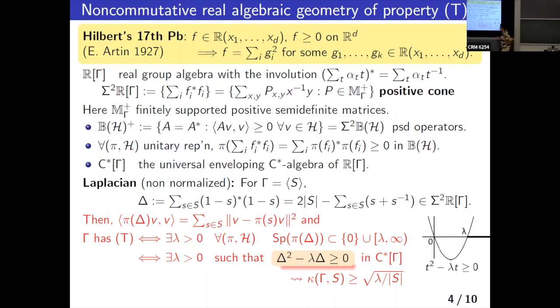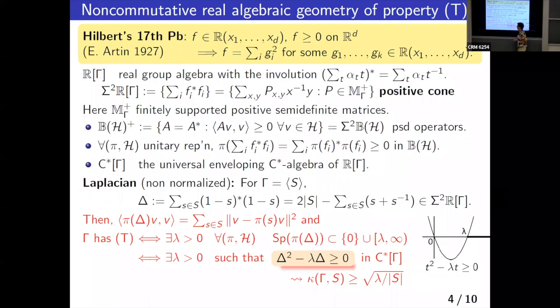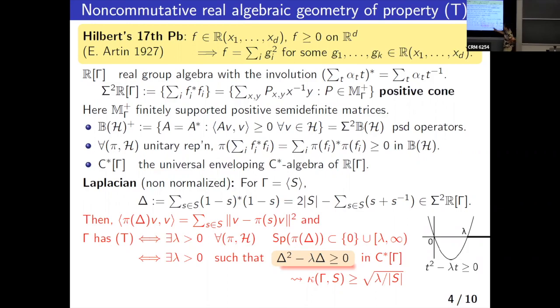So property T says that if this is close to 0, then actually the spectral projection of v to the invariant subspace has a large component. In other words, in terms of the spectrum, the spectrum has a gap around 0. It's always positive semi-definite. So there's a gap between 0 and the second spectrum value lambda.